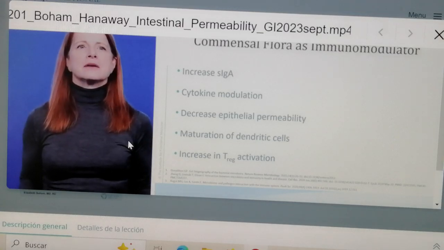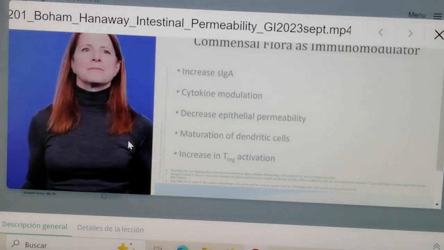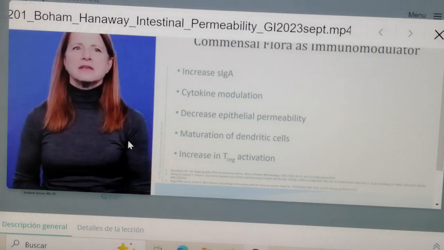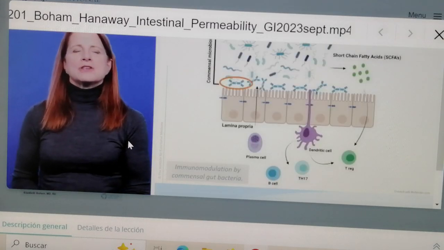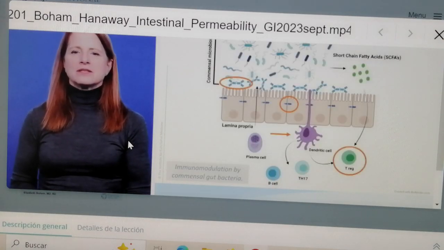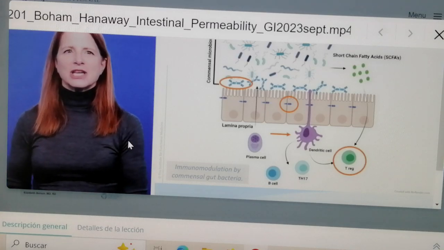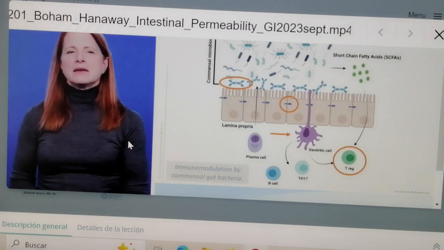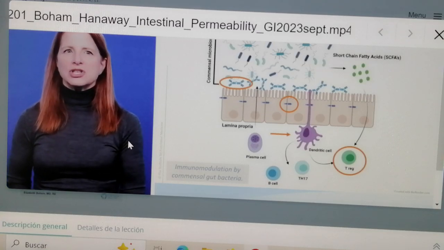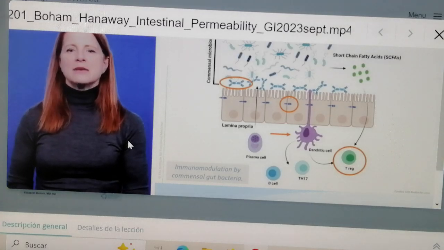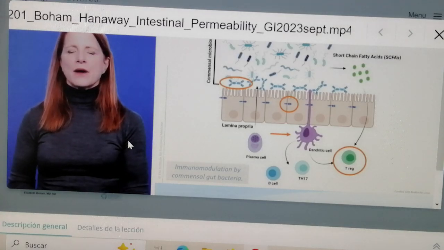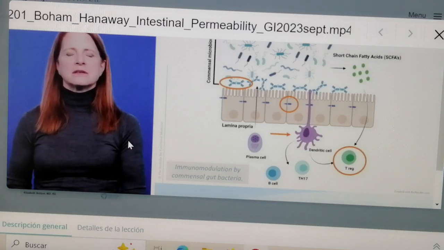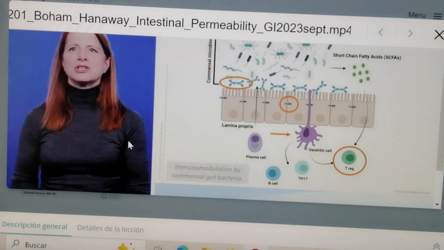The good commensal flora can create a healthy epithelial barrier, and it is important for the maturation of dendritic cells and the Treg activation. Just showing you here, when we have a good amount of those commensal bacteria, all those different shades of blue above the intestinal barrier, that can help create all those healthy secretory IgAs, those blue X's, and improve the intestinal barrier between the cells, and impact the immune activation and immune modulation.